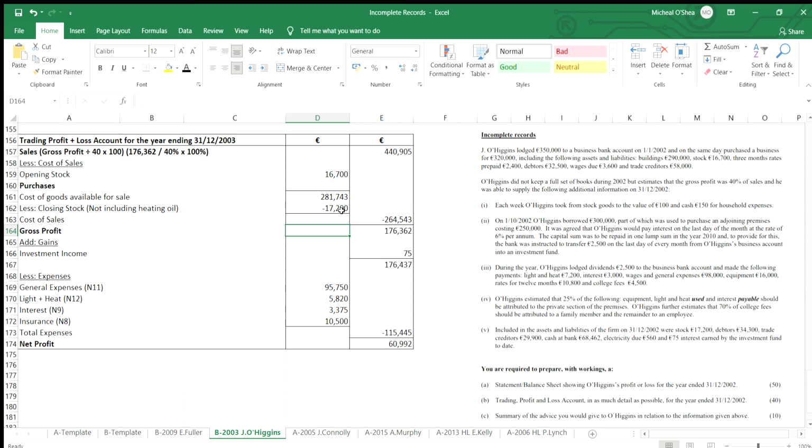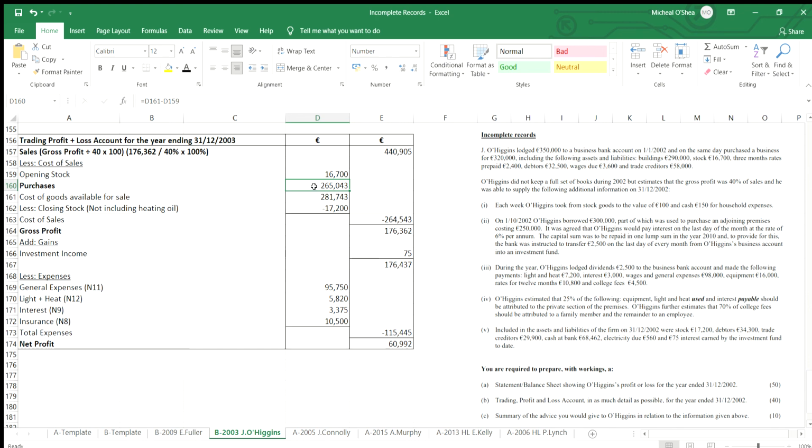The last thing we can do to work this out is we have our cost of goods available for sale, but we don't have purchases, but we do have opening stock. So again, how did I get from opening stock plus this figure to get cost of goods available for sale? I find the difference between 281,743 and 16,700, and it gives me 265,043. So that's my total purchases.